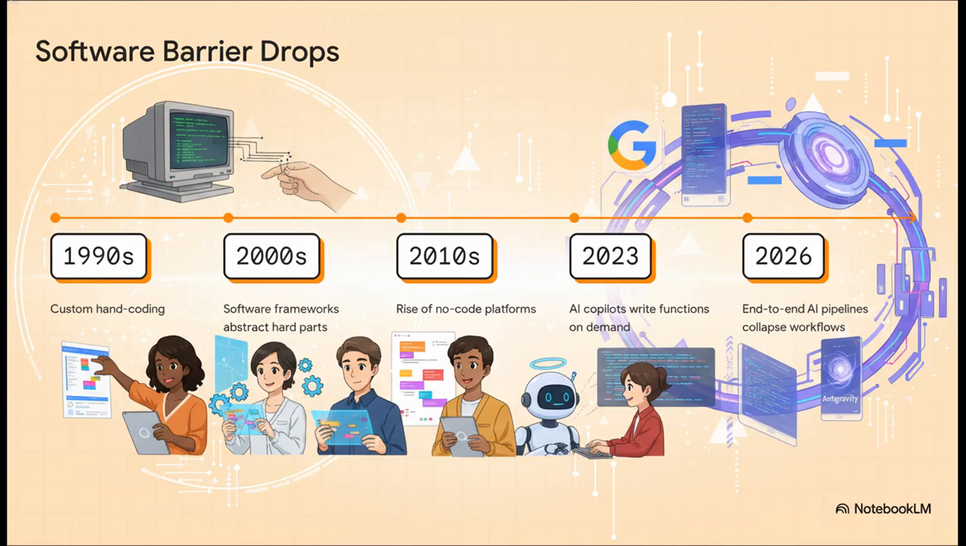So, the crucial point is looking at how this massive barrier to creating software has dropped over the decades. Back in the 90s, you had to custom hand code absolutely everything from scratch. It took specialized genius. In the 2000s, software frameworks abstracted the most tedious parts away. The 2010s brought us the massive rise of no-code platforms. By 2023, AI copilots arrived, helping developers write complex functions on demand. And now, in 2026, we have end-to-end AI pipelines.